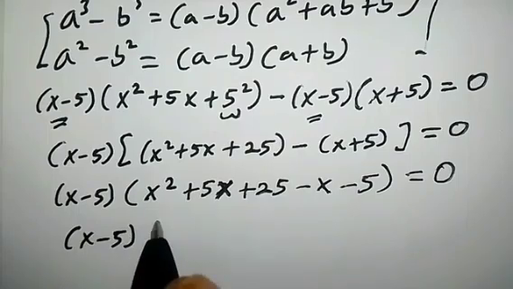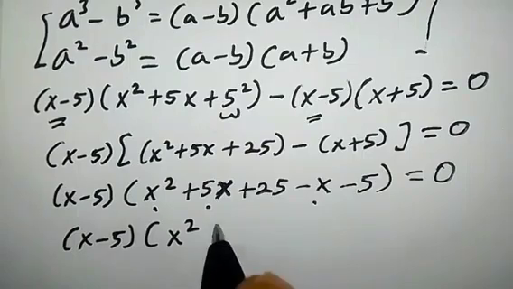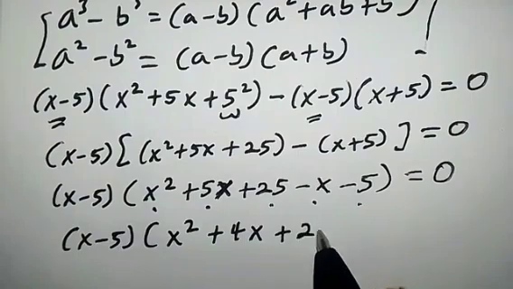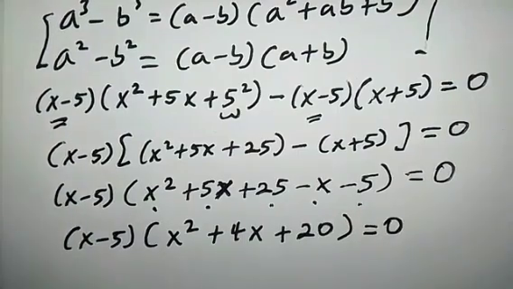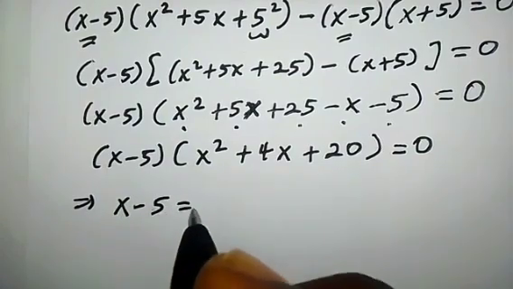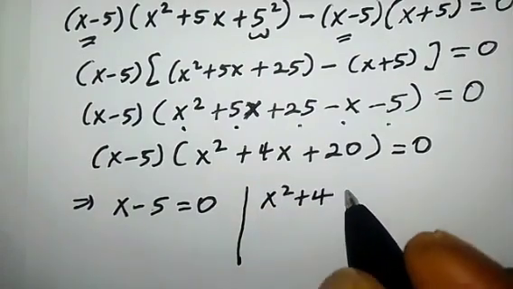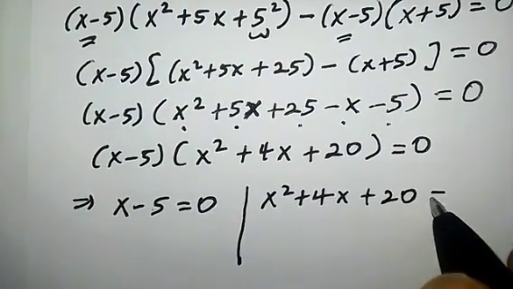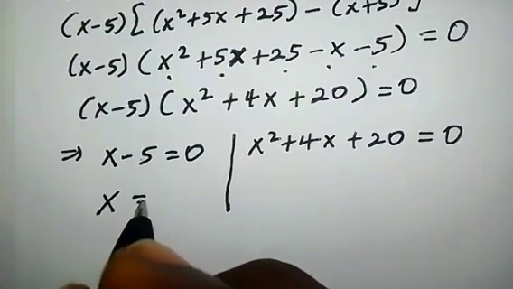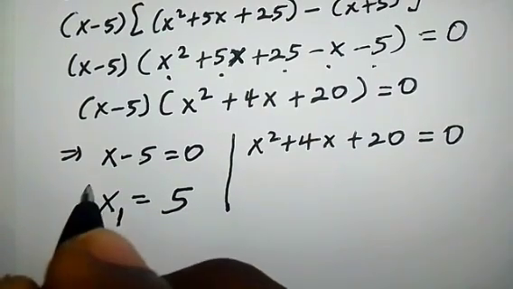x minus 5 times x squared, 5x minus x, that is 4x, 25 minus 5, that is plus 20, equal to 0. Let's continue. This implies that x minus 5 is equal to 0, or x squared plus 4x plus 20 is equal to 0. From this line, it is obvious x is equal to 5. Let's call this x1. This is the first solution.